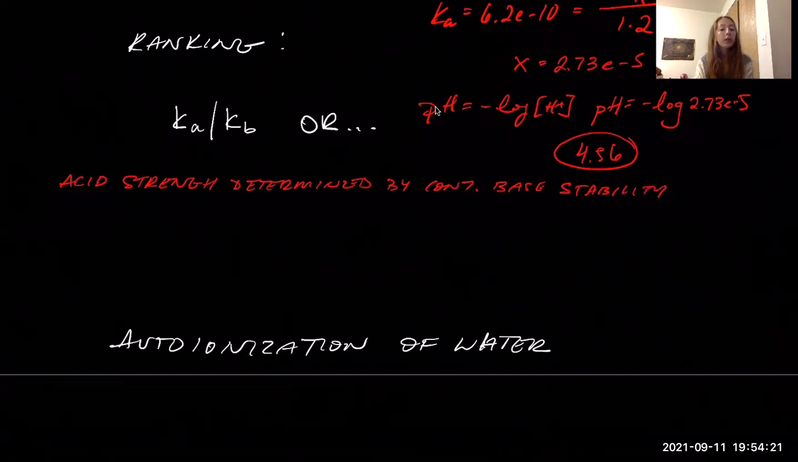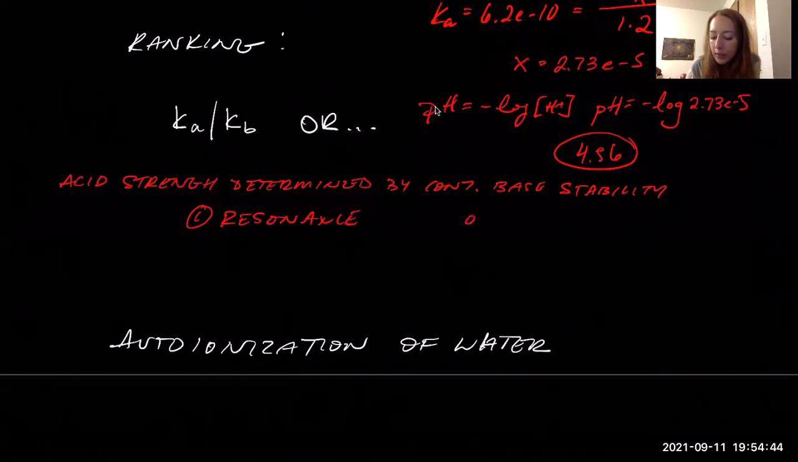Okay, so how do we increase its conjugate base stability? Well, by making it comfortable and okay losing its proton. So there are two ways to do that. The first way is resonance. It's the most important one. So what is resonance? Resonance is basically electron sharing.